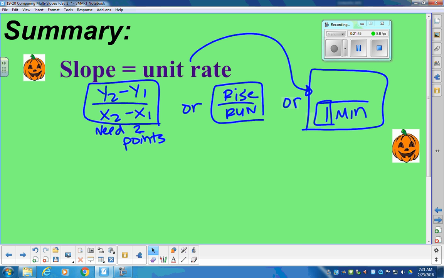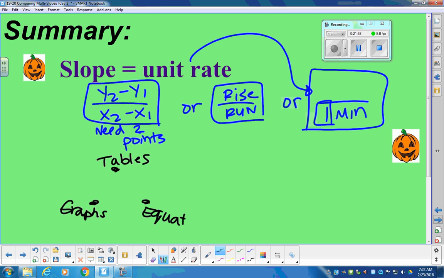And just remember the last piece, and I know you're still writing here, that tables, graphs, and equations have this system that works together. It's like this triangle method where they all work together. Okay, table, graph, and equation work together.